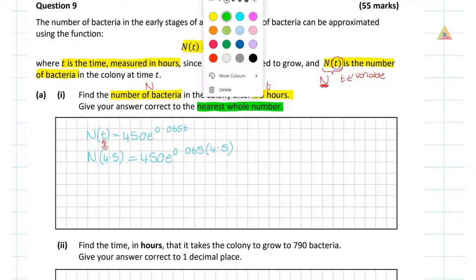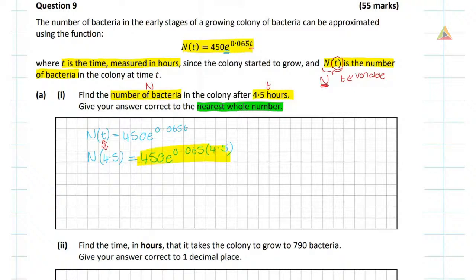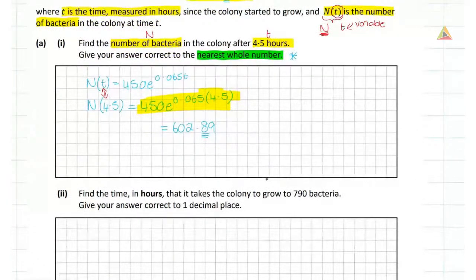And this right hand side can just go straight into your calculator. Remember, e is just the button on the bottom row of your calculator. So what you should be getting when you sub that in is 602.89. I've written 2 decimal places because I know that I'm going to be rounding, that's what it's asking me to do up here. For the nearest whole number, I look at the first digit after the decimal place. Because it's an 8, I round 602.89 to 603. And again, it's 603 bacteria.